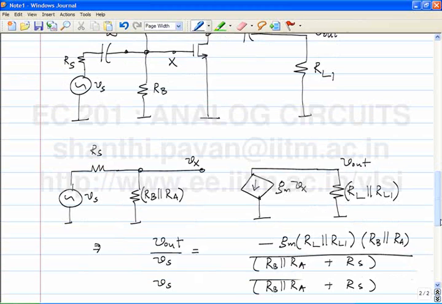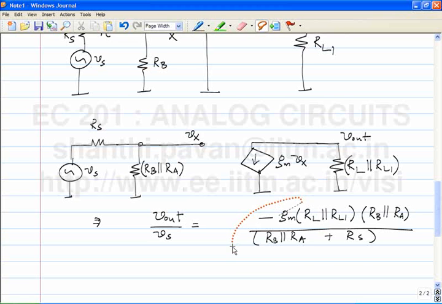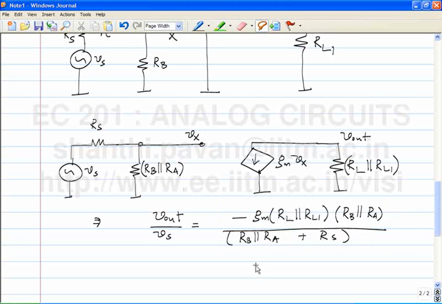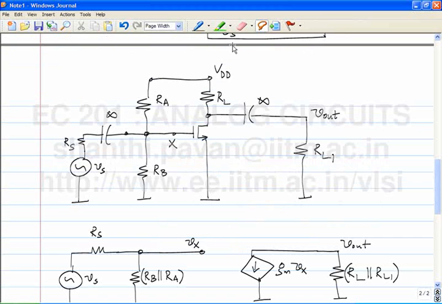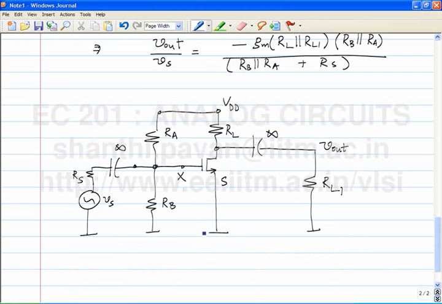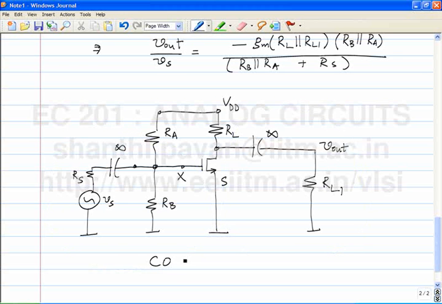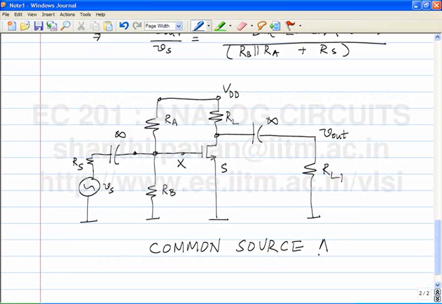And by making a clean choice, in other words, if you chose RB parallel RA to be much larger than Rs, then the gain will approximately be minus Gm times RL parallel RL1. So this completes our very first amplifier. The source is common to both the input circuit as well as the output circuit. So if you look into the textbooks, this is what is called the common source amplifier.